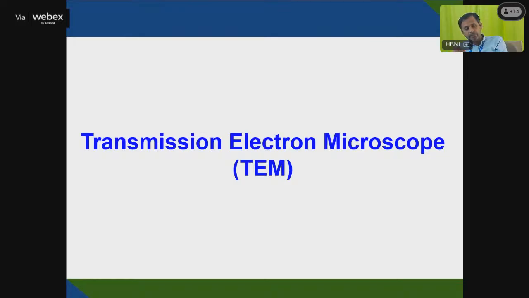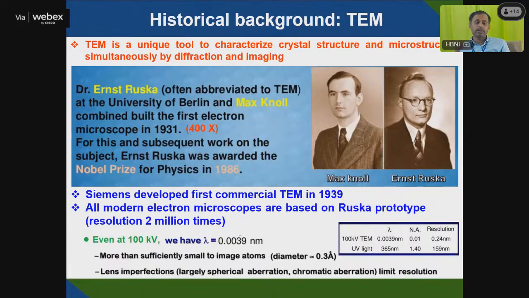So the basic difference is here you are using a transmitted electron beam. TEM is a unique tool used to characterize crystal structure and microstructure simultaneously, using diffraction and imaging. In the earlier case in SEM, you are using only imaging. So here, along with imaging mode, you have another mode called diffraction mode. The diffraction will give you the crystal structure information, and your imaging mode will give you the sample shape, size, and distribution.